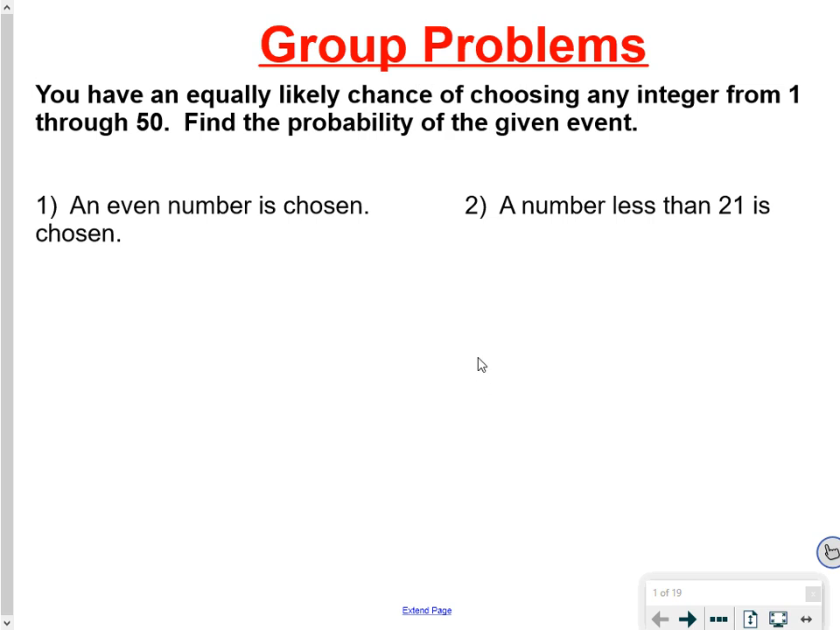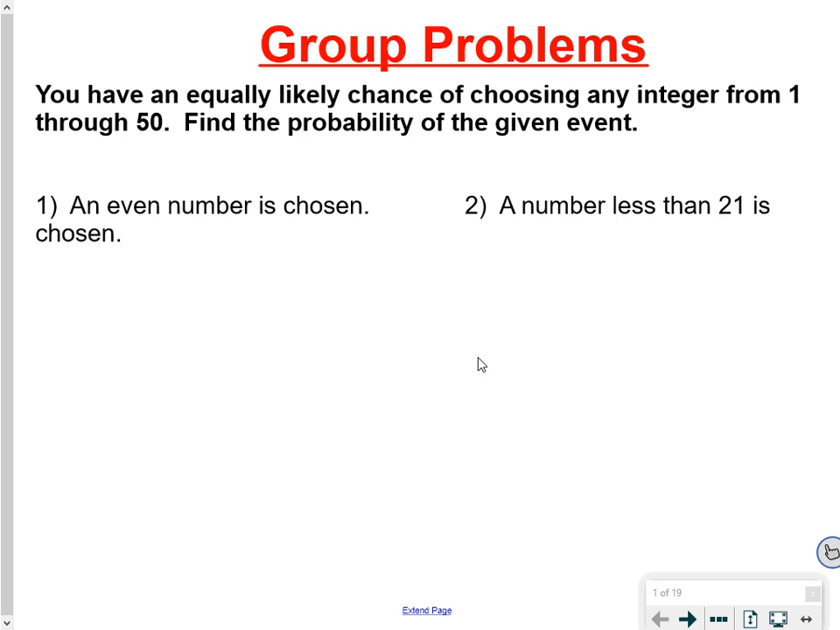Welcome to Algebra 2. Today we're going to be talking about Chapter 10, Day 11, which is really going to be finding the probability of the complement of an event. So we'll discuss what the complement is and how to find it. And the other problems in this are just going to be review problems from before.